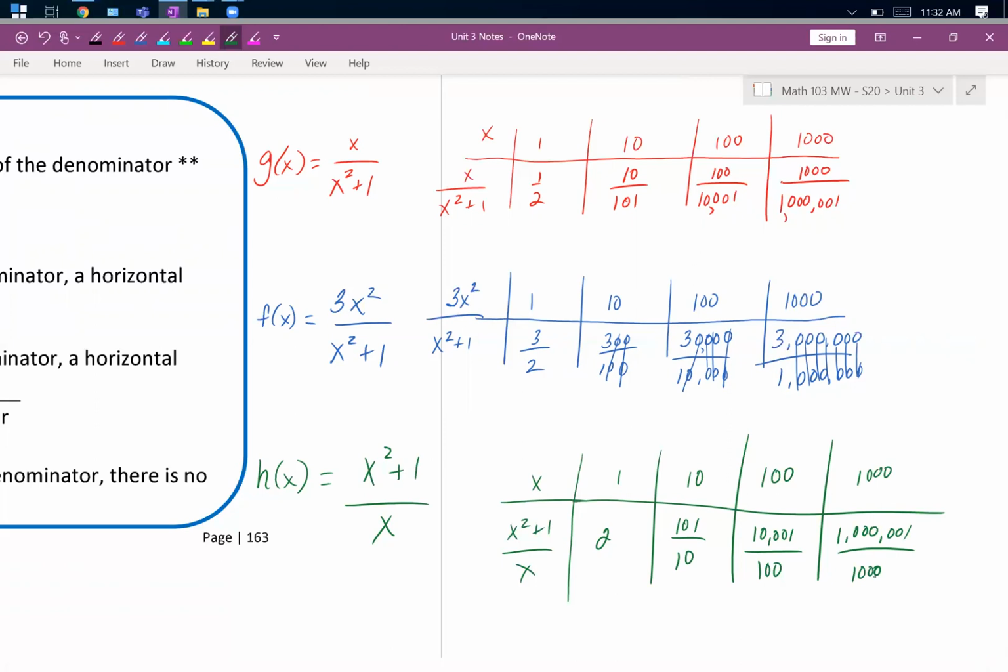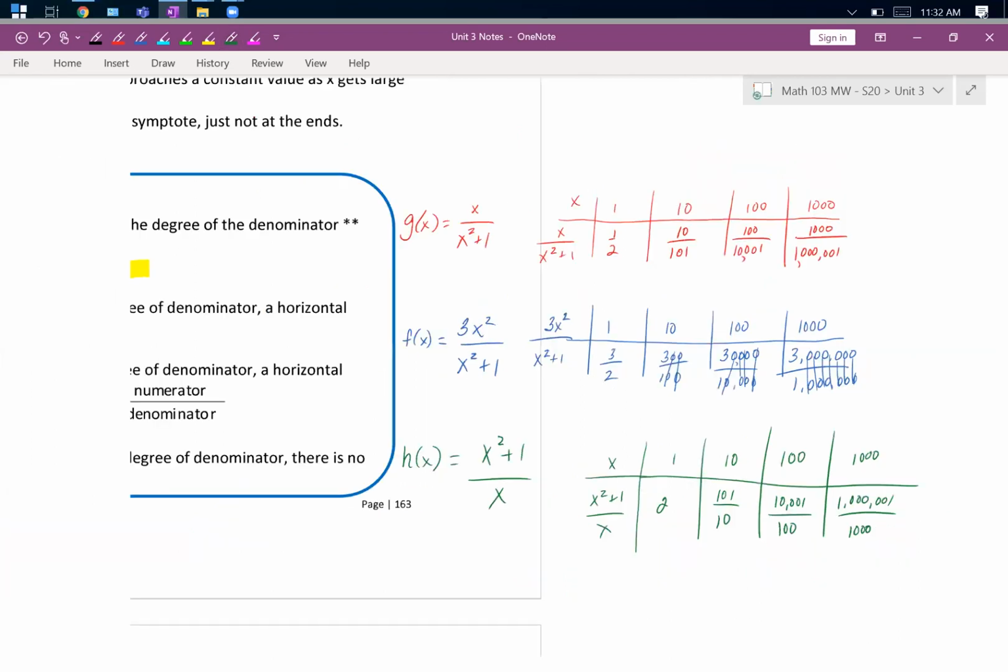Since the degree of the numerator is larger and the denominator is smaller, that means that what we're dividing by is a number that is substantially smaller than the number in the numerator, and it's just going to keep growing if we're only dividing by kind of a small number in comparison.